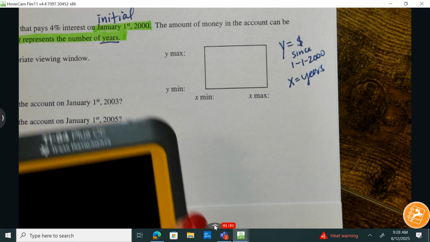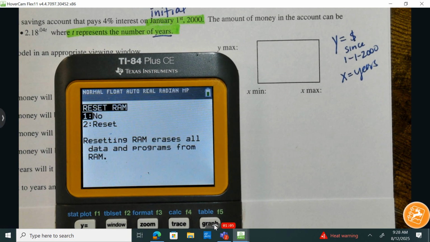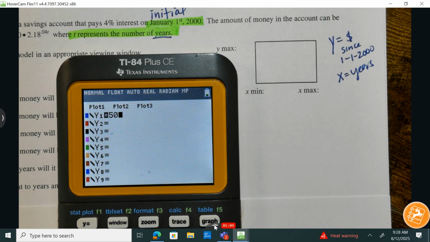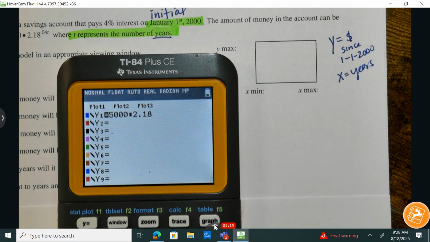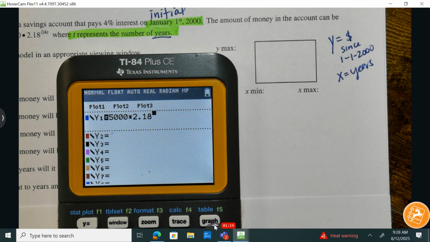So we're going to grab our calculator, and if you have not done so right now, we're always going to restart it after every word problem. Please do the same. We're going to go up to Y equals, and we have 5,000 times 2.18. Now, how do I get up to an exponent? It's the key above the division sign. It's called the caret key. It looks like an upside down V. And I'm typing in 0.04. Now, you may be saying, but there's no T. X is the same as T.